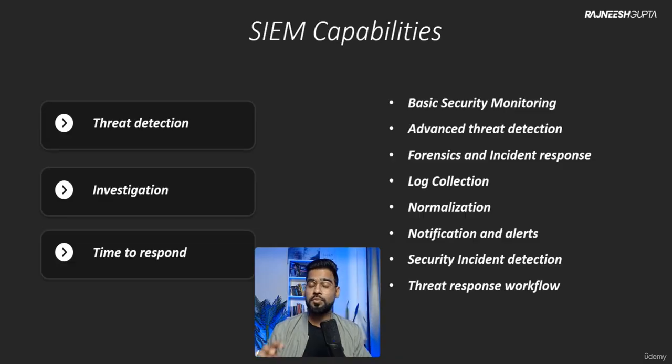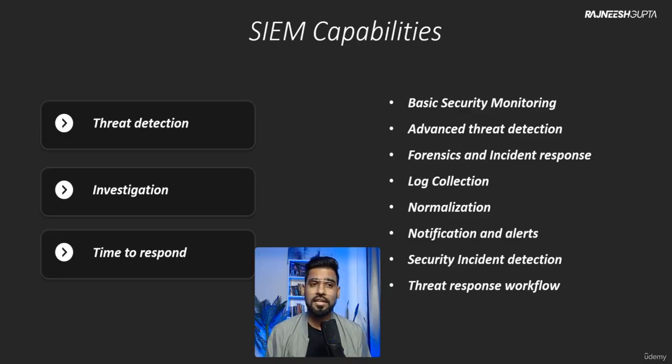Then there is investigation, which is very, very important. If something happened in the past, you can make use of it to understand the root cause: how the malware came into the network, whether any phishing email came into the network, what system was initially compromised, and what process got infected. That's something which can be done with the SIEM tool. Then time to respond. Obviously, this is all happening because we can respond to threats in real time.